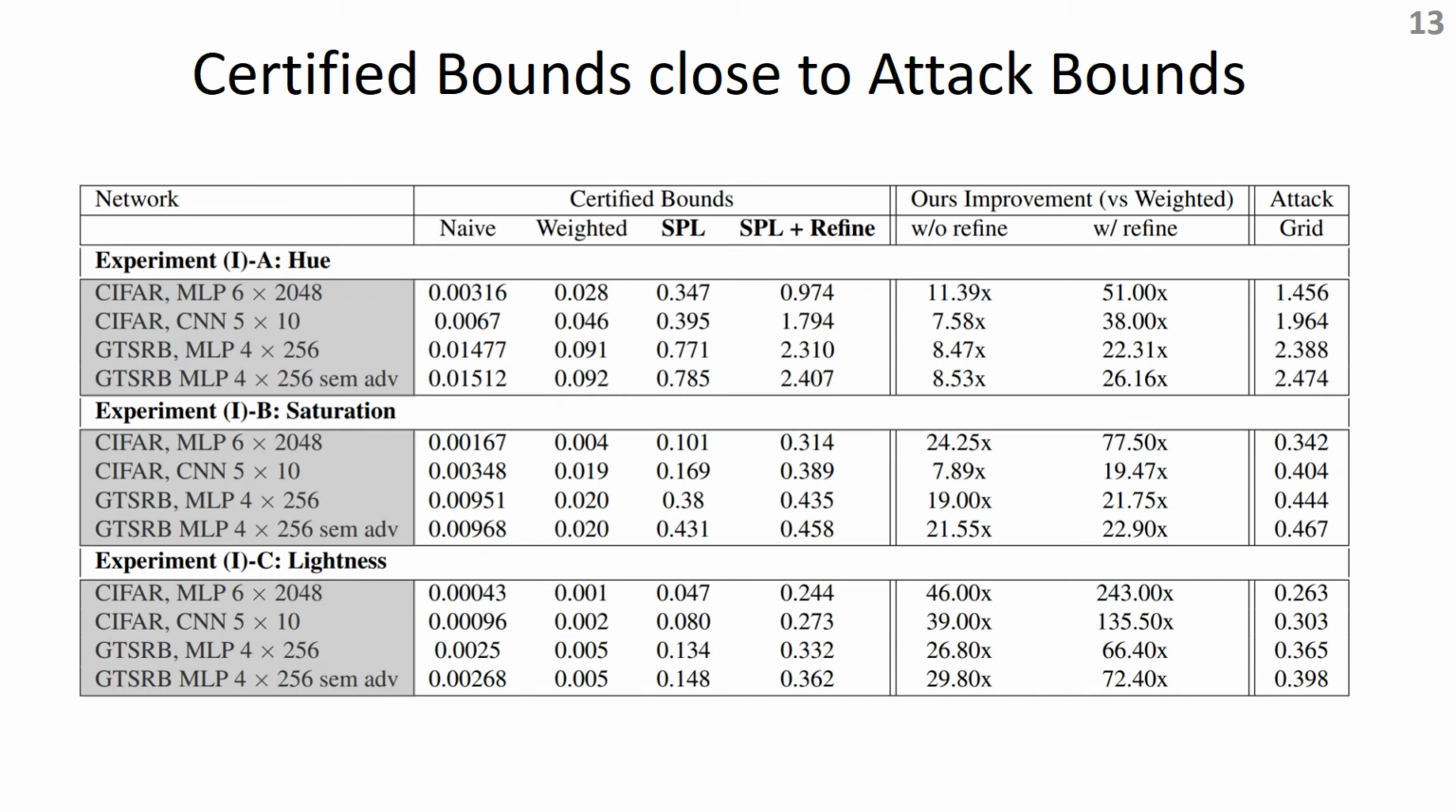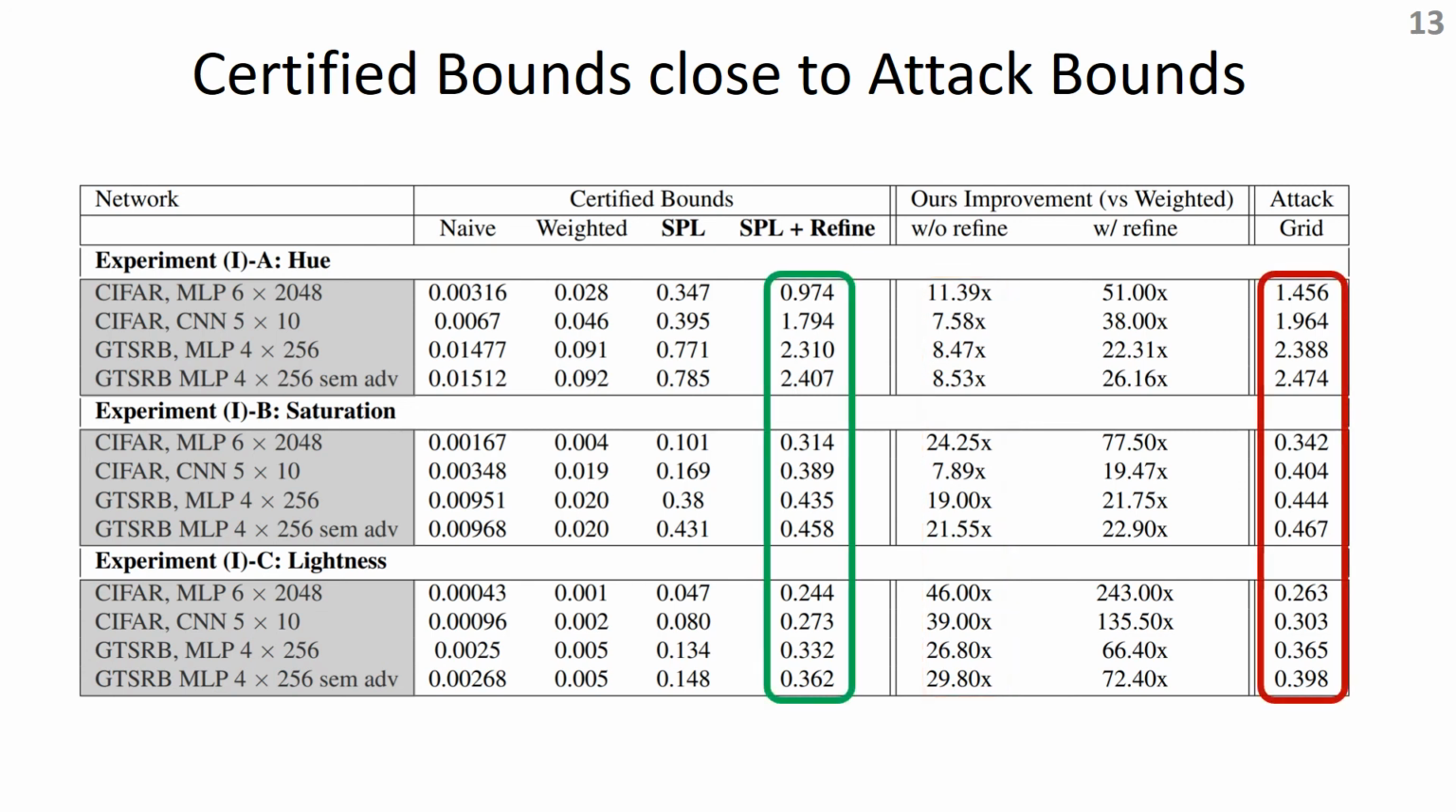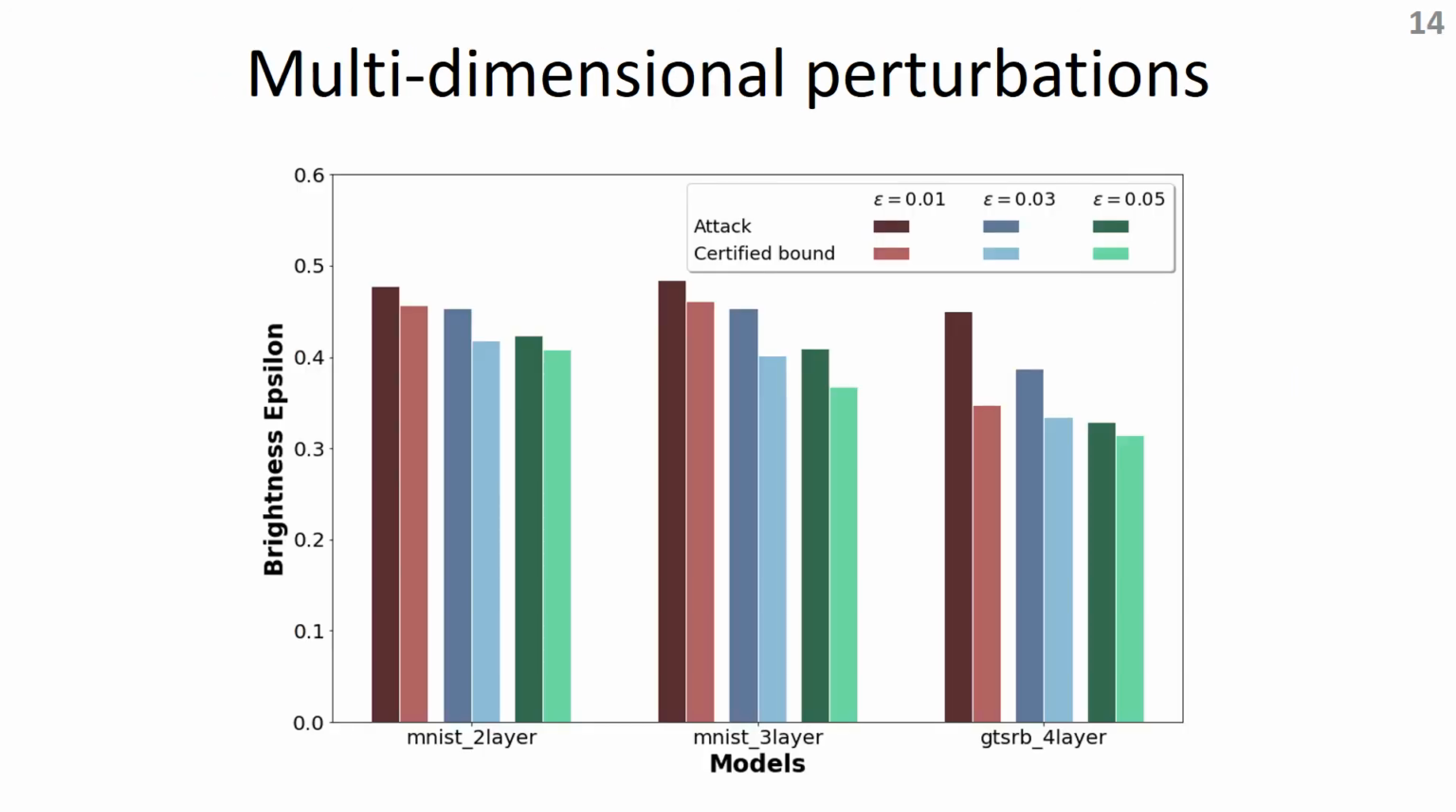And using all of these techniques, with just using the SP layers, we're able to get an 8 to 50x improvement over using LP norm balls, and then using refinement, we're able to almost completely close the gap between the certified bounds and the attack bounds. Moreover, this also scales pretty well to high dimensional perturbations like brightness and contrast that we show here. But in this case, we see that the attack bounds are very close to the given certified bounds. Thank you.